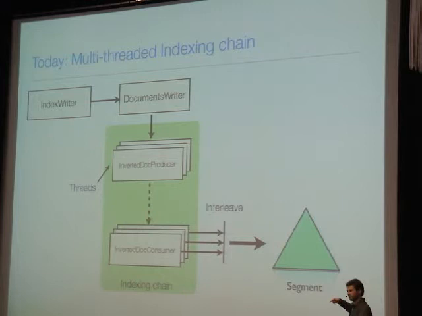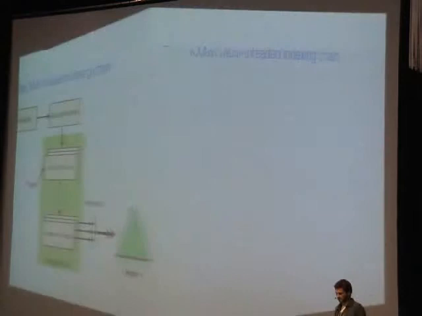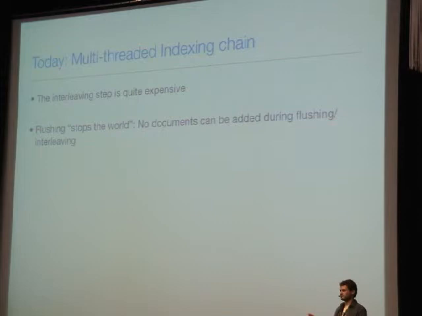And this interleaving step can actually be pretty expensive. The other problem is that flushing of a segment stops the world. Basically, that means that one thread executes, so you call add document, and then at some point the add document call actually causes a flush because the memory is full. And then all the other threads can't do anything because they have to wait until this interleaving step is done. So while the flush is going on, nothing happens anymore.